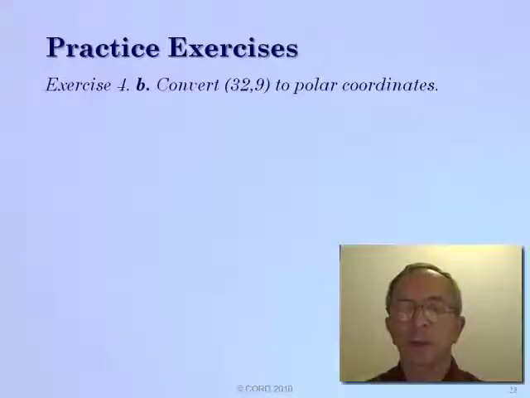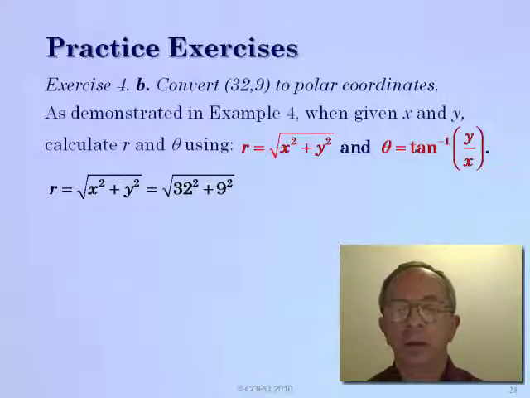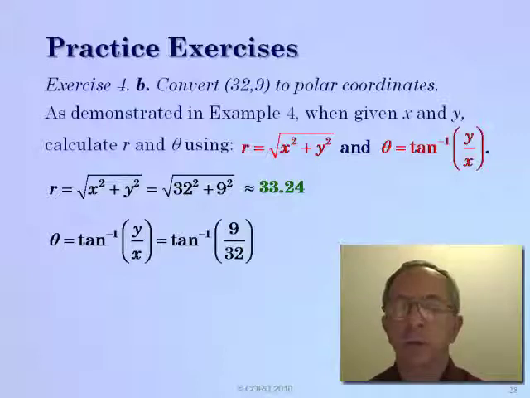Now let's go the other way. Let's convert a rectangular coordinate to polar coordinates. We're given 32 and 9 for x and y. And we'll use the other set of conversion equations from example 4. That will be r is equal to the square root of the sum of the squares, in this case 32 squared plus 9 squared, and we'll have the result is 33.24. Similarly, theta is equal to the inverse tangent of 9 divided by 32, which will be y over x, and that will evaluate out to 15.7 degrees.